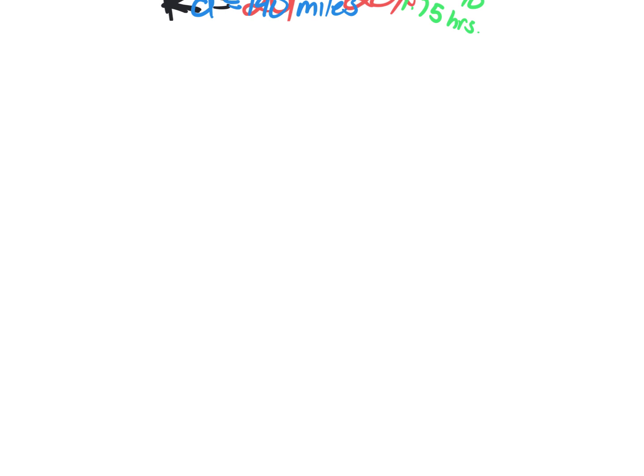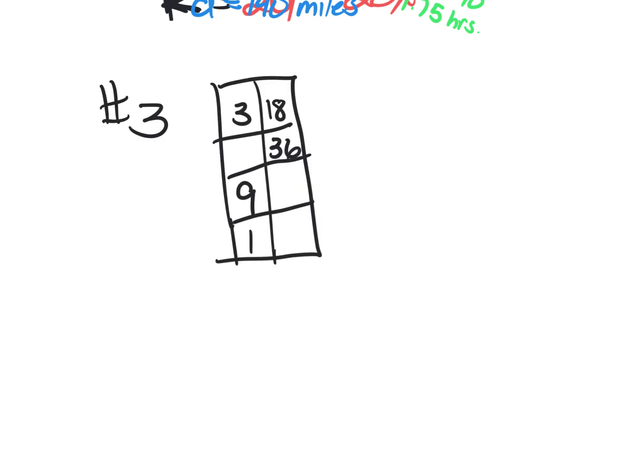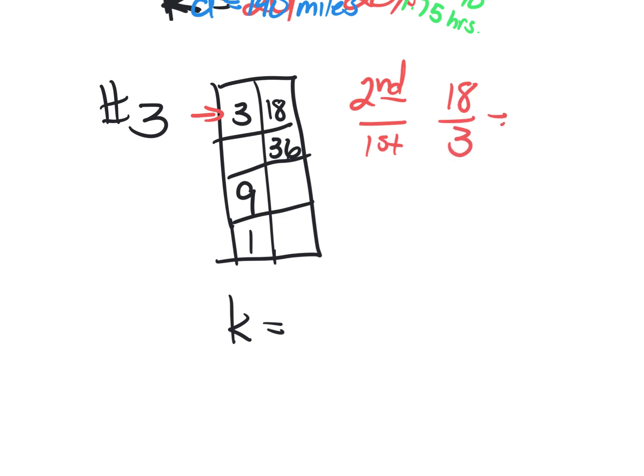All right, on number 3, we just have to fill out the chart and tell me what my constant of proportionality is. Remember, to find the constant of proportionality, we go second column divided by first column. So the only row that has both numbers is our first row. So 18 divided by 3 is 6. So my constant of proportionality is 6. So if I'm going backwards, I'm going to divide by 6. So 36 divided by 6 is 6.